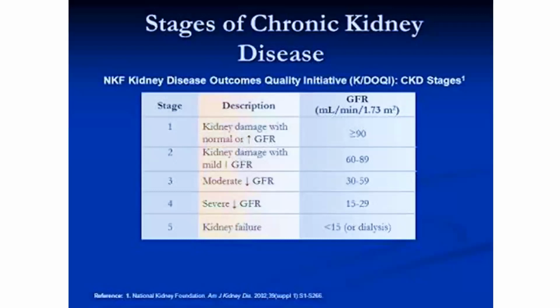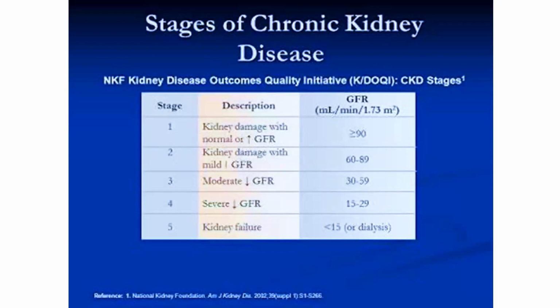Now, these are the stages of chronic kidney disease. Suppose there is a patient who has normal or increased GFR, more than 90 ml per minute, or in fact more than 120 ml per minute, but he has persistent proteinuria or hematuria for more than 3 months. It is stage 1 of chronic kidney disease.